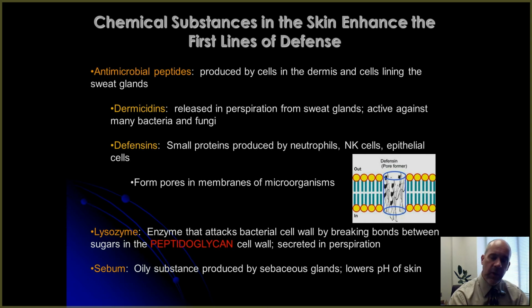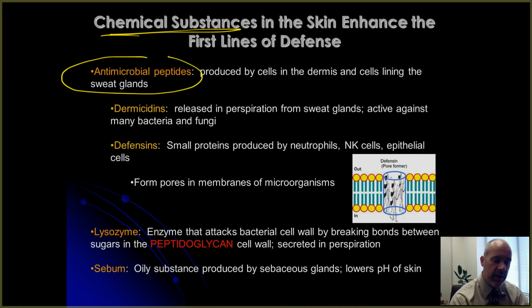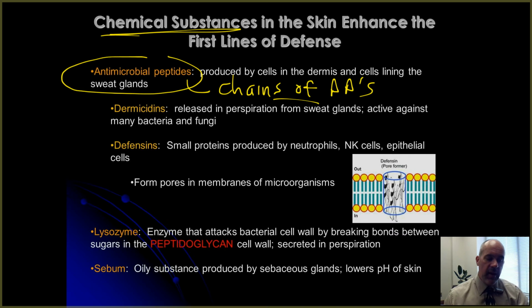Okay, in addition to all those great properties the skin has, there are also some chemical substances that are always present in your skin, and they help control microbes. They have antimicrobial properties, and some of these are antimicrobial peptides. So they're chains of amino acids. They're proteins. And what these do is most of them are pore formers, like you see over here. And we've talked about that before.